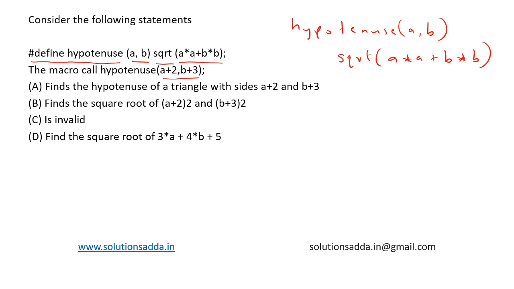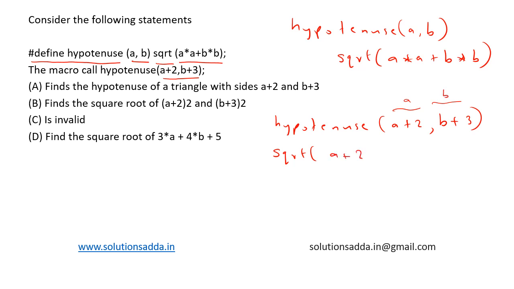Now we are calling hypotenuse of A plus 2, B plus 3. So this will result in square root of A star A plus B star B, where this will be A and this will be B. So (A+2) star (A+2) plus (B+3) star (B+3). This is what is returned.